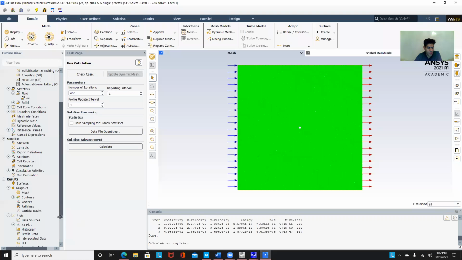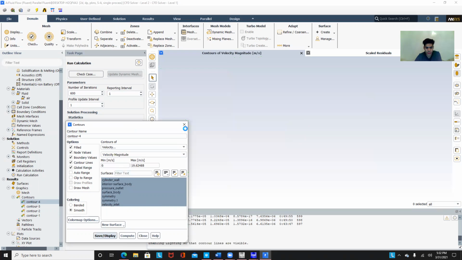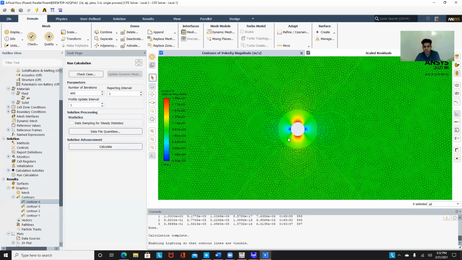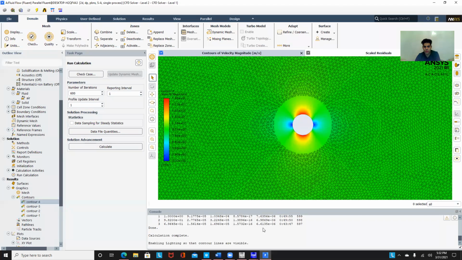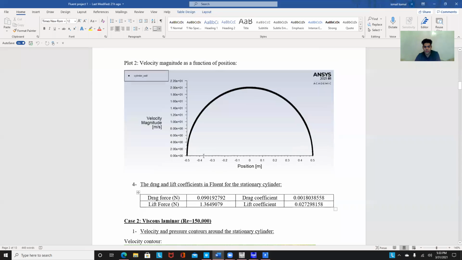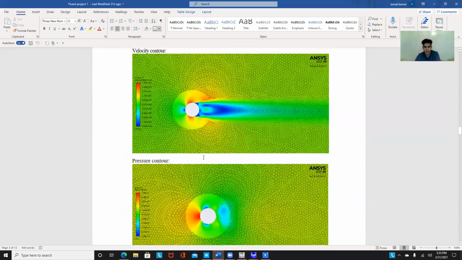So since I already did the calculations, I'm going to show you my pressure. Let's start with the velocity contour. So I'm going to compute, say display. So this is my velocity contour for case number 3, I'm assuming. Yeah.